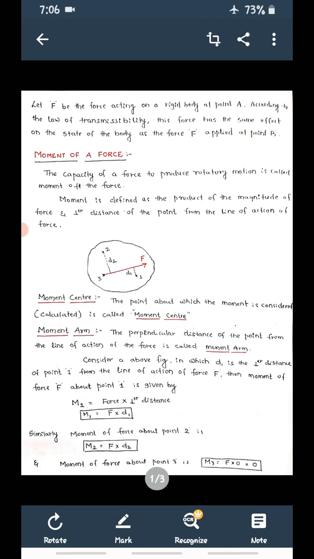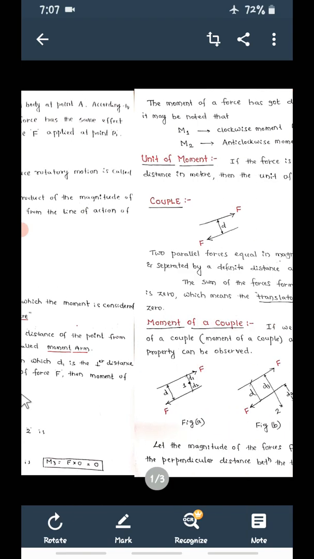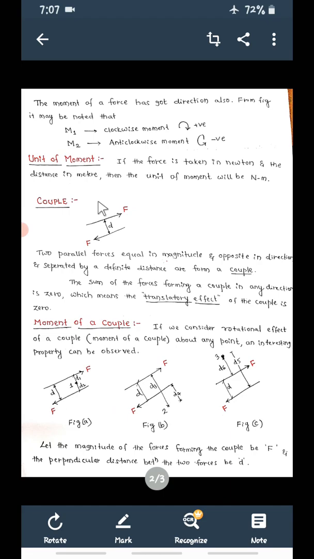Important: without a perpendicular distance, even if there is an inclined distance, it will not rotate, and we cannot say it is a moment. So the force must be there, and the perpendicular distance should be there between the force and the point where you are calculating. Clockwise moments are considered positive, anti-clockwise moments are considered negative. Then the unit of moment depends on the unit of force and the unit of distance, either Newton millimeter, Newton meter or kg centimeter, like that.